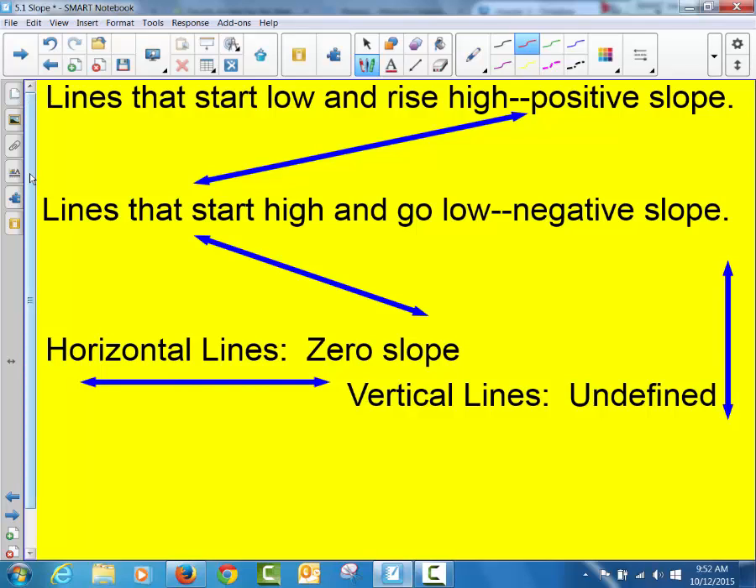So to review here, lines that start low and rise high have a positive slope. Lines that start high and go low have a negative slope. Horizontal lines have 0 slope, and vertical lines have an undefined slope.